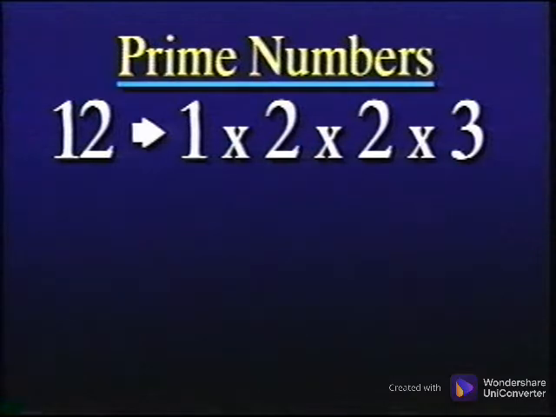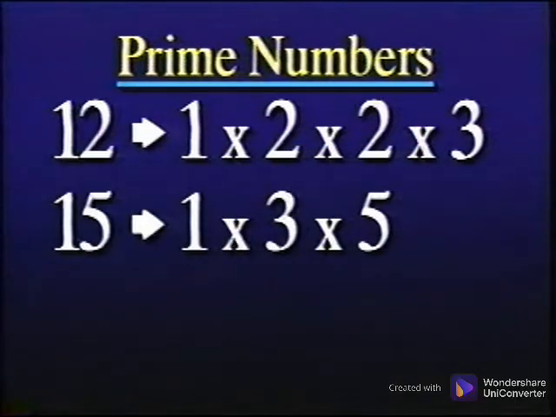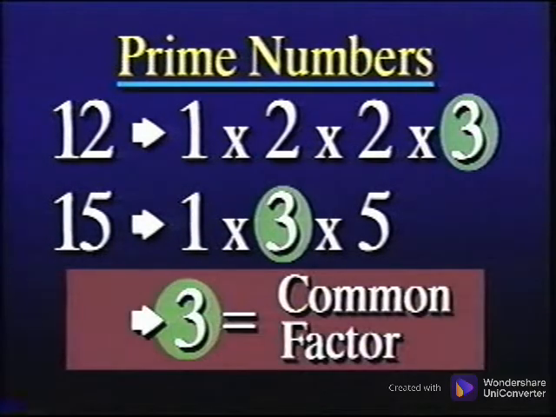The number 12 can be reduced to 1 times 2 times 2 times 3. The number 15 can be reduced to 1 times 3 times 5. 12 and 15 then have only one factor in common, 3. This common factor plays a significant role in determining some gear problems, as we will see later.